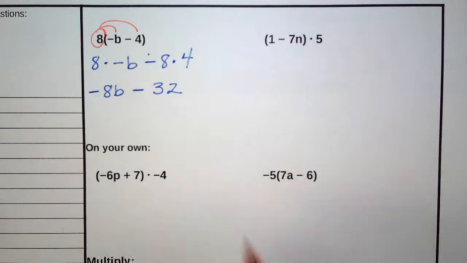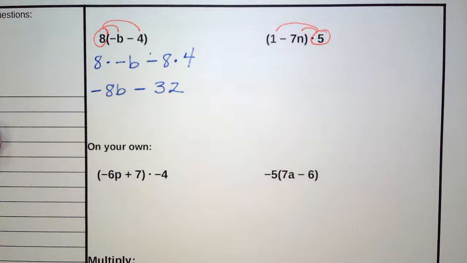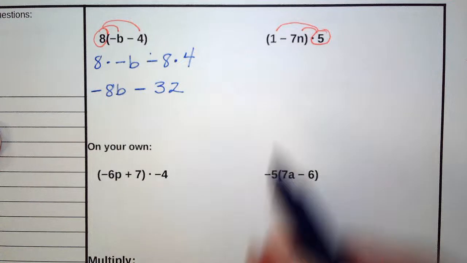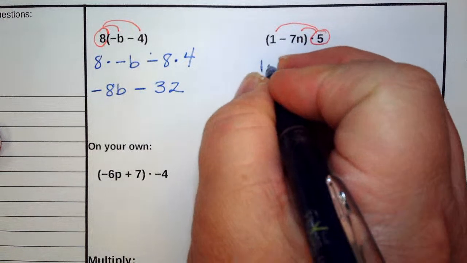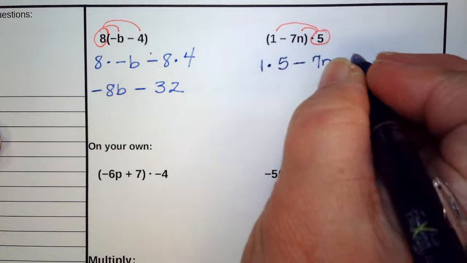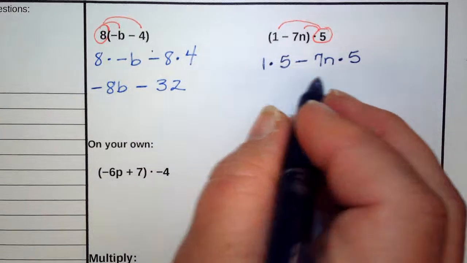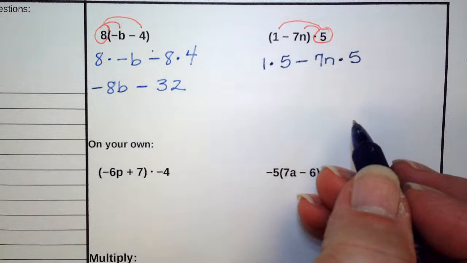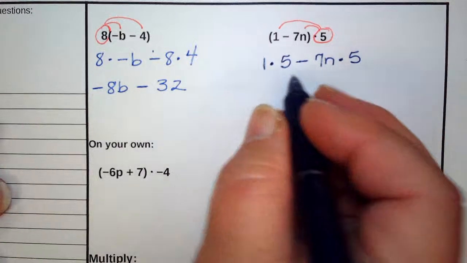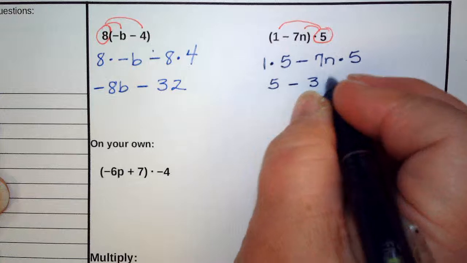Okay, for the last one, does it matter which side the multiplying is on? No, you still have the same technique. You multiply everything inside by what's on the outside. So I've got 1 times 5 minus 7n times 5. Multiplication is commutative, which means order doesn't matter. I could have put 5 times 1, 5 times 7n here. It does not matter. 1 times 5 is 5, minus 7n times 5 is 35n.